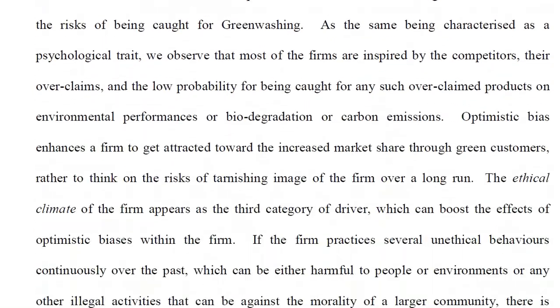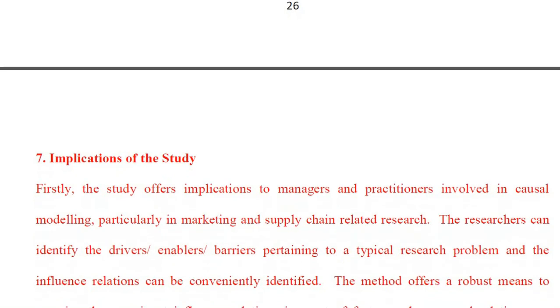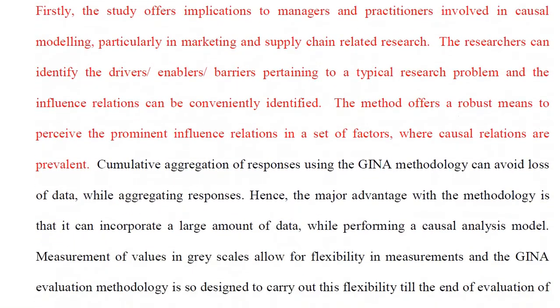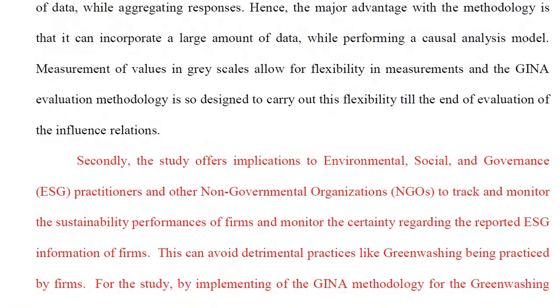So all of that is indicated, and I am not going deep into it. Some of the implications are shown for the study. The main thing is that the cumulative aggregation of responses using GINA, or gray influence analysis, can avoid loss of data during aggregation. This is very important, and the methodology can incorporate a large amount of data.